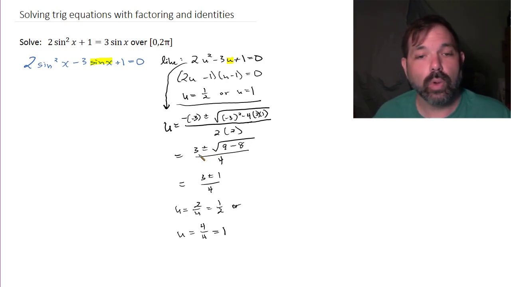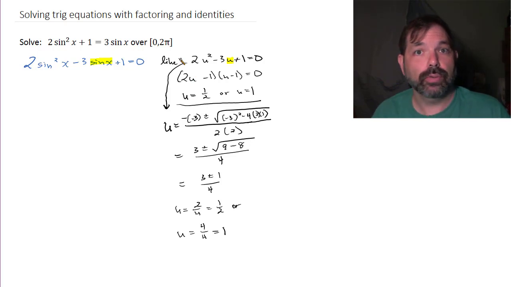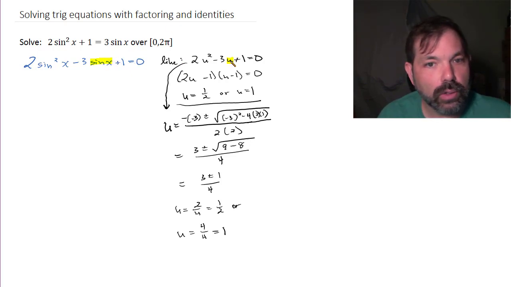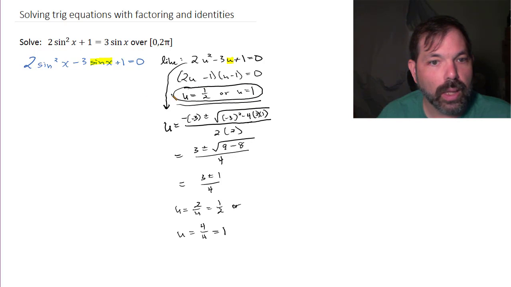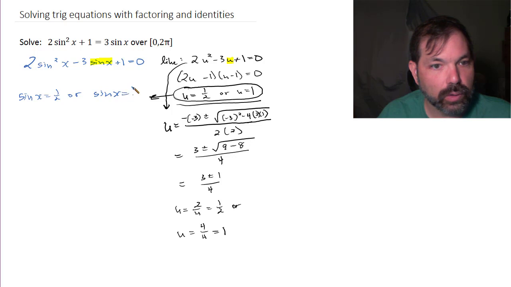Okay, now, we're not done. Because we weren't asked to solve for u, we were asked to solve for x. We made a substitution. We said that u was sine x. So now taking these values, u equals 1/2 and u equals 1, that really means that sine x is 1/2 or sine x is 1.